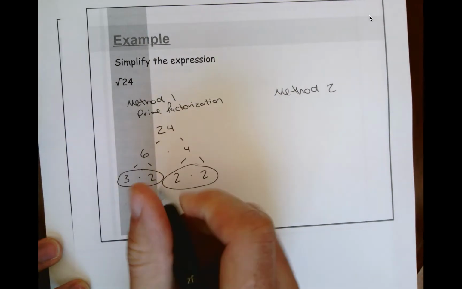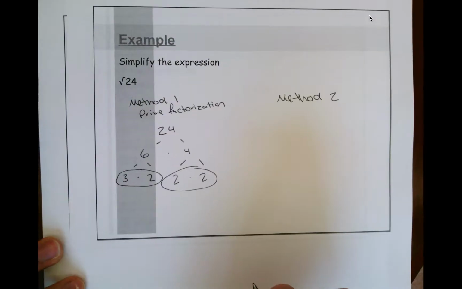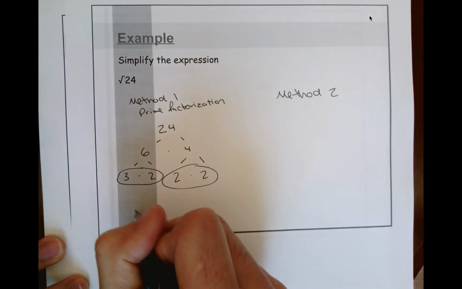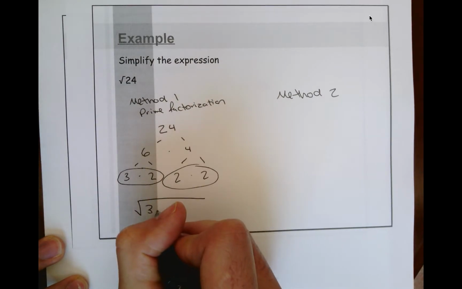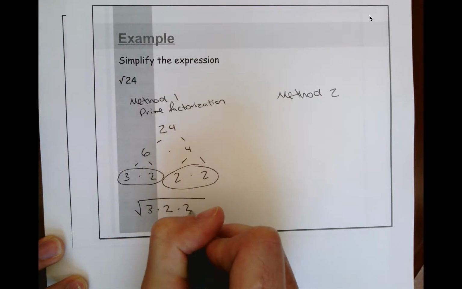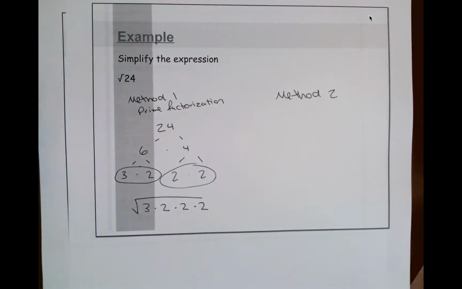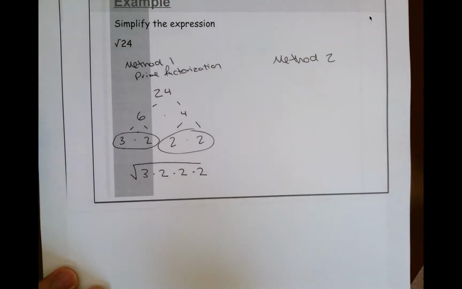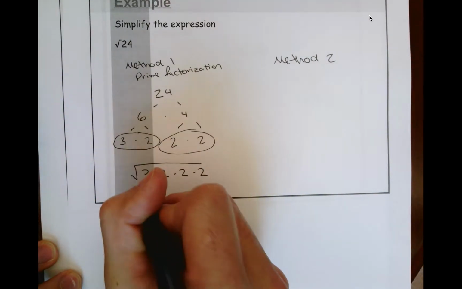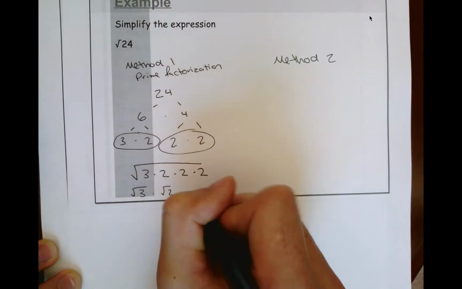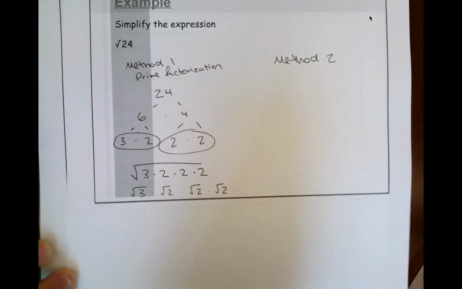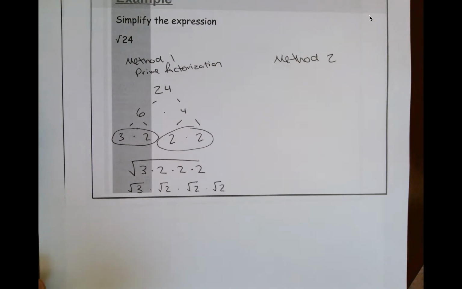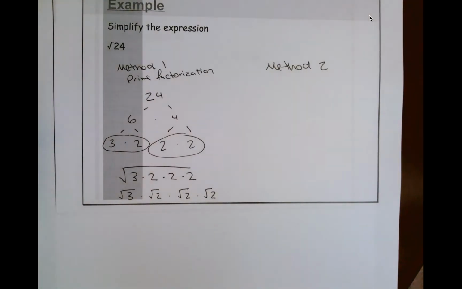So what this is saying is, instead of saying the square root of 24, how I can go about writing this is square root of 3 times 2 times 2 times 2. Okay, I can break that down as so. Now, based on that property that we had talked about, I can break that down into separate square roots. Now, why does this help us?